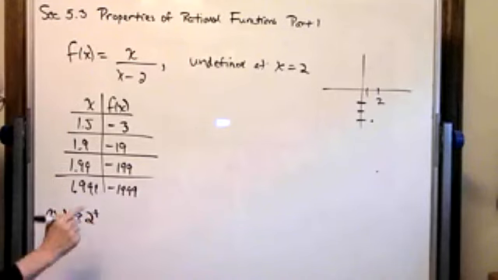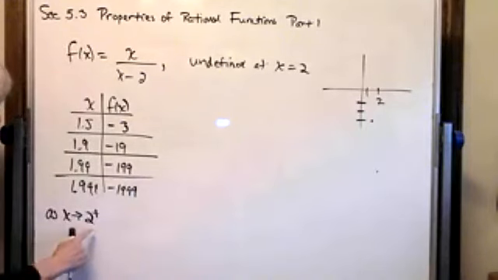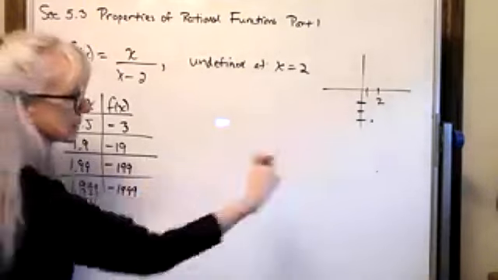So what we can conclude is this, that as x approaches 2, and then you're going to see a little plus sign after the 2, and it looks like it's written as an exponent. Well, what this means in mathematical language is that we're approaching 2 from the right side. So that plus means from the right. So this is coming from the right.